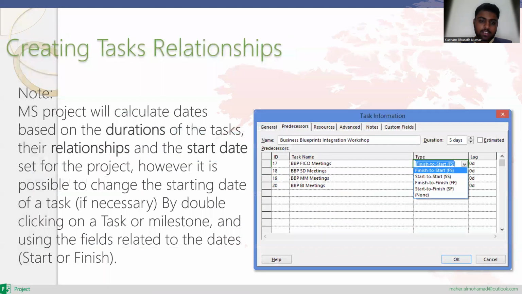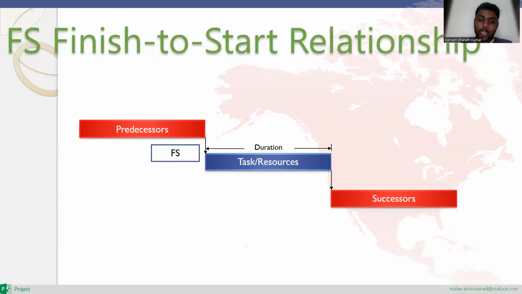By creating the task in Microsoft Project, it calculates durations and relationships from the start date to the finish date. By double clicking on the task or milestone, we can relate it to the start or finish. The producers can make changes from durations on task resources and give to the successors.